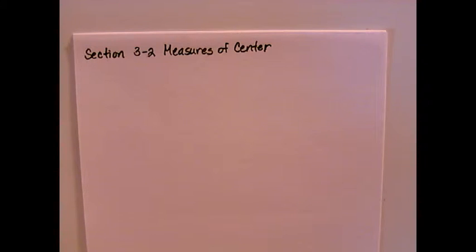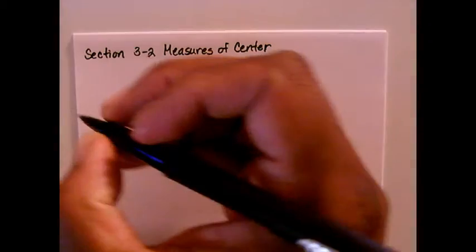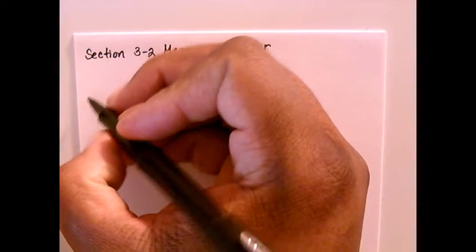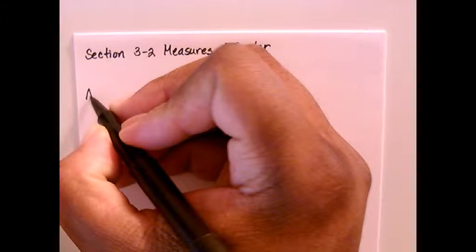Alright, in this video we're going to be looking at the measures of center, and what we'll be doing is finding the mean, the median, the mode and the mid-range of a set of data, which is just the basis of this particular section. Alright, so let's define what a measure of center is.